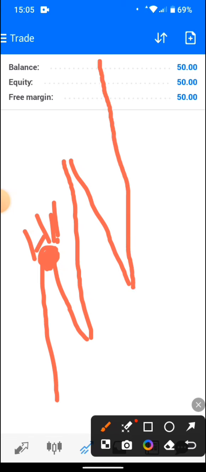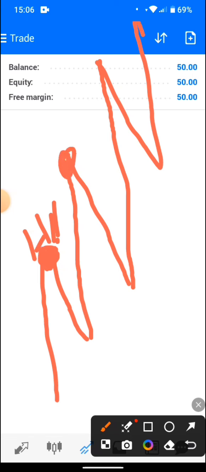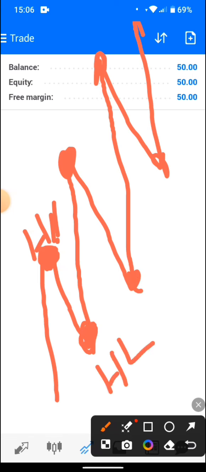The more these buyers come in, the more power they have. This shows the buyers are in control of that particular market. So the sellers push again and the buyers push up again. If you look here, this is your higher high, higher high, higher high, and these are our higher lows. The higher low is basically called support, and the higher high is called resistance.